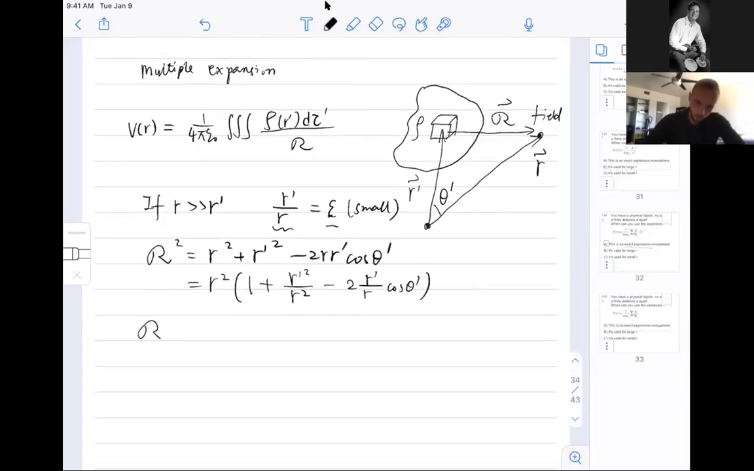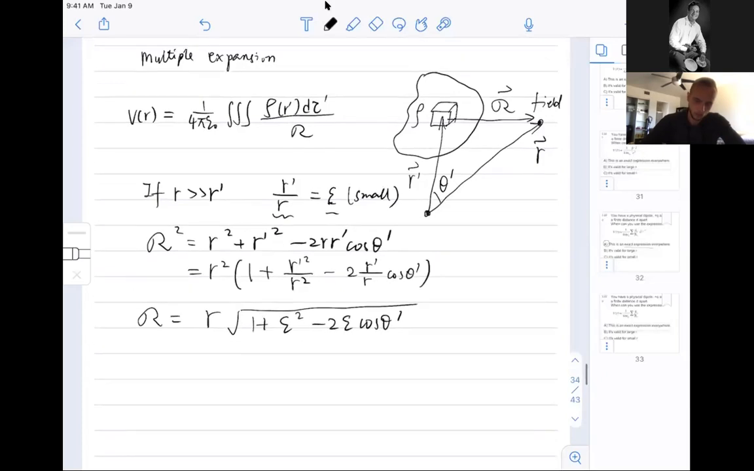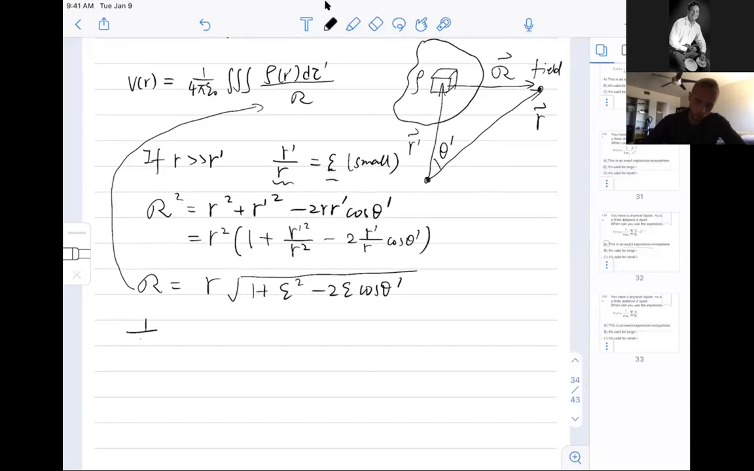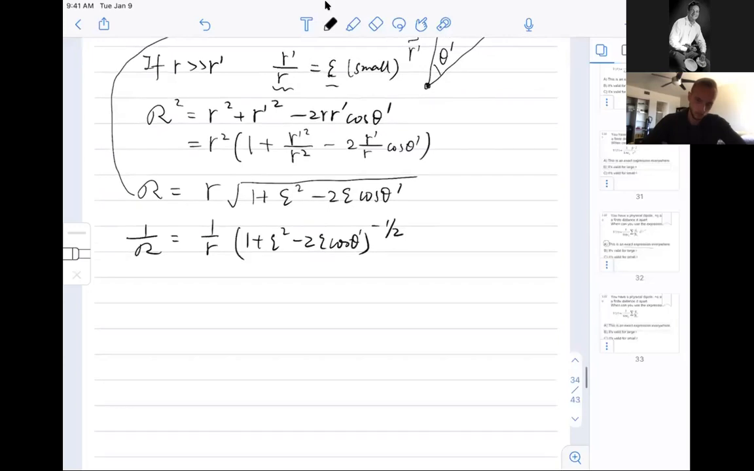So if you're looking just plain, the R is the square root of all of that, which is R times the square root of 1 plus epsilon squared minus 2 epsilon cosine theta prime. Okay, so you can see that we wanted to plug it into the denominator to get our potential. So that becomes 1 over R times 1 plus epsilon squared minus 2 epsilon cosine theta prime to the negative 1/2, right? It's in the denominator. Okay, so we recall, how do we expand this whole thing?